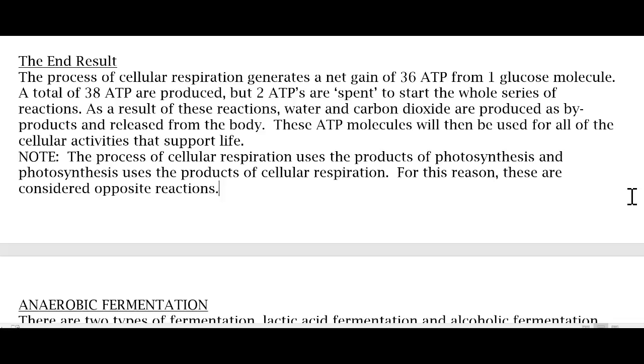And as you heard from the Amoeba Sisters, this isn't a set number, but under perfect conditions, this is what one glucose molecule can produce as far as energy is concerned.